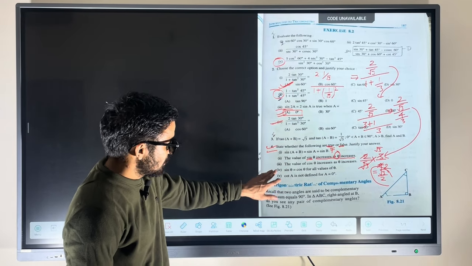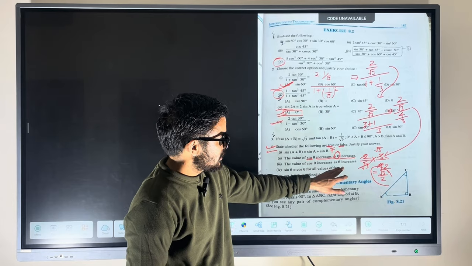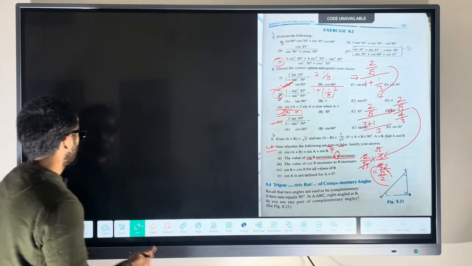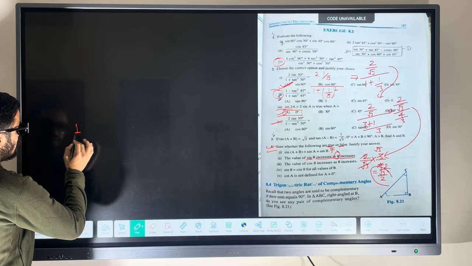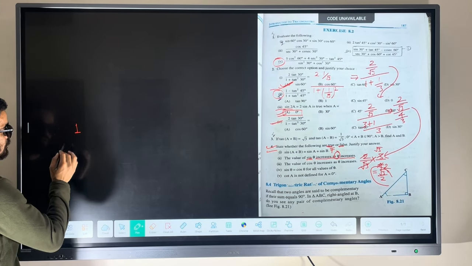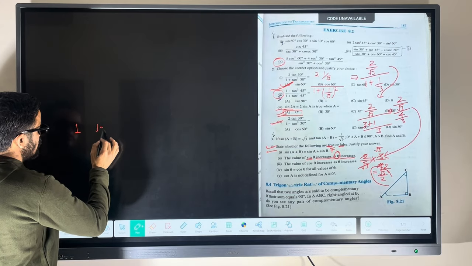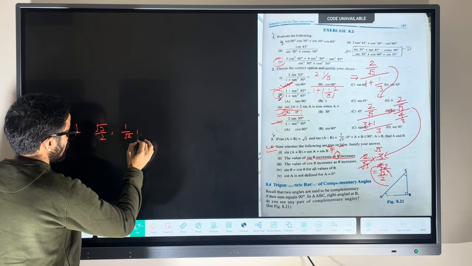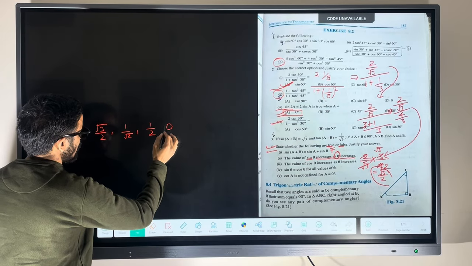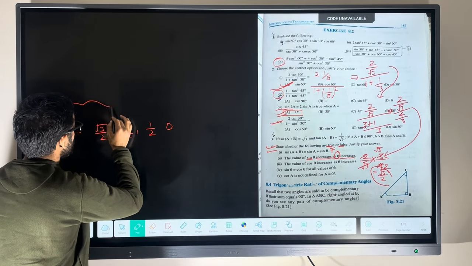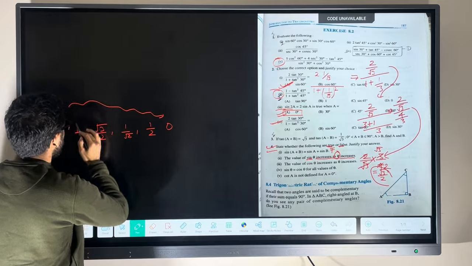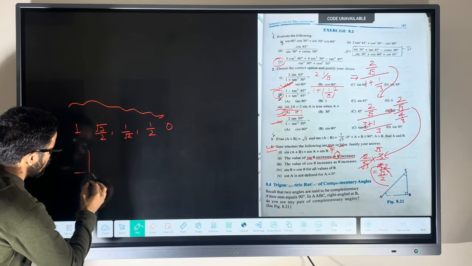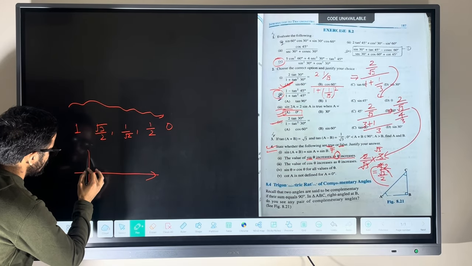The next question, the value of cos theta increases as theta increases. No, because we know that the value of cos theta at 0 is 1, then root 3 by 2, then 1 by root 2 at 45, at 60 is 1 by 2, and at 90 is 0. So its value is decreasing. And if we see the curve of cos theta, it looks like this.